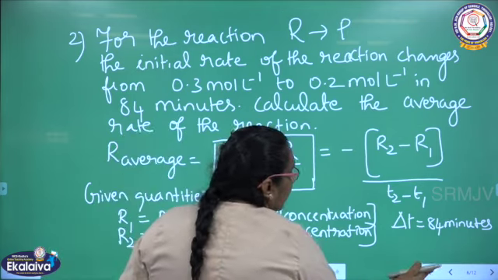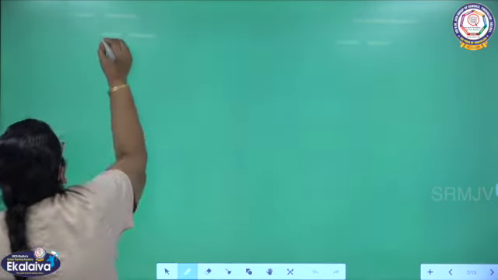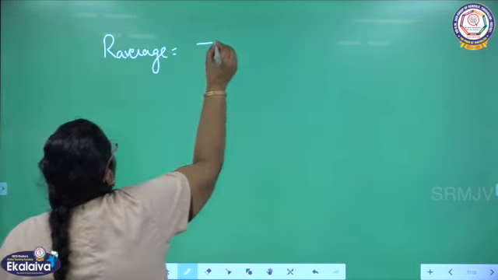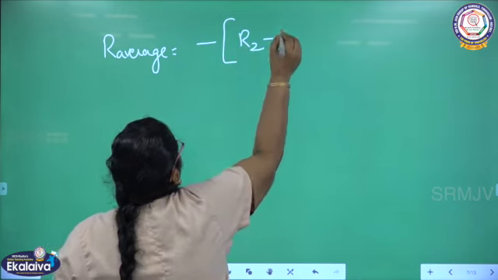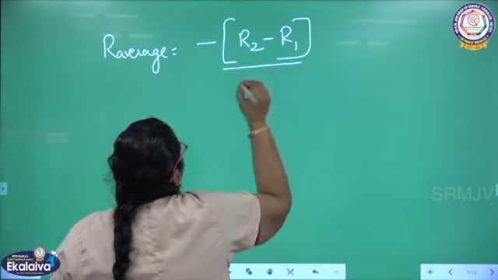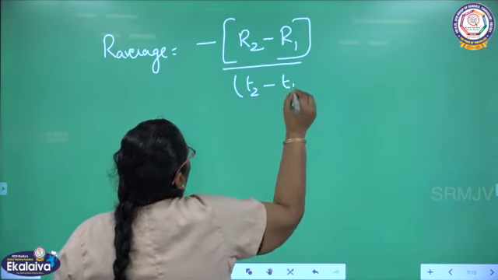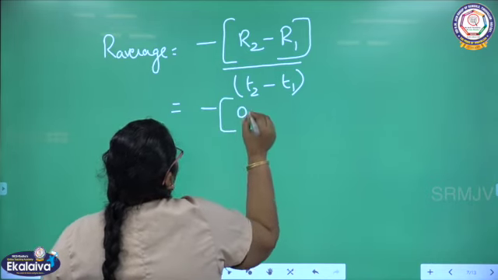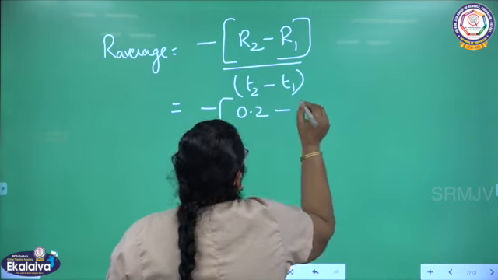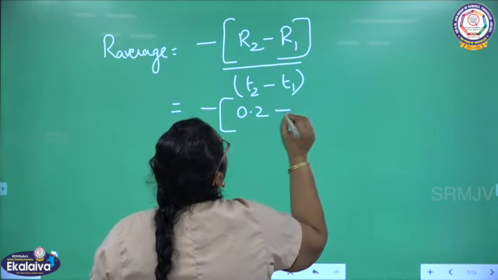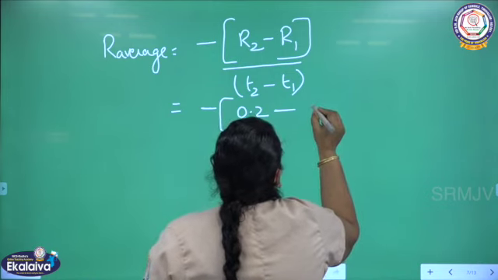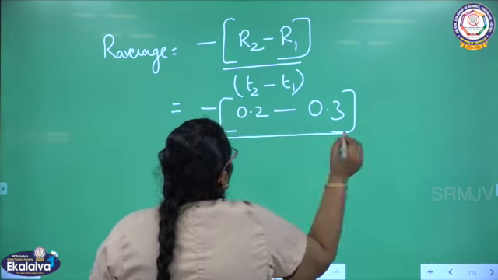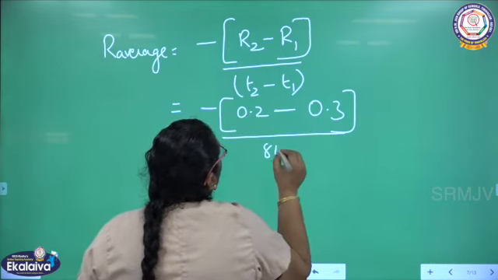Now, we will substitute the quantities in the formula. So, R average is equal to minus of R2 minus R1 divided by T2 minus T1. What is R2 minus R1? R2 is 0.2, minus 0.3, divided by T2 minus T1, which is delta T, given as 84 minutes.